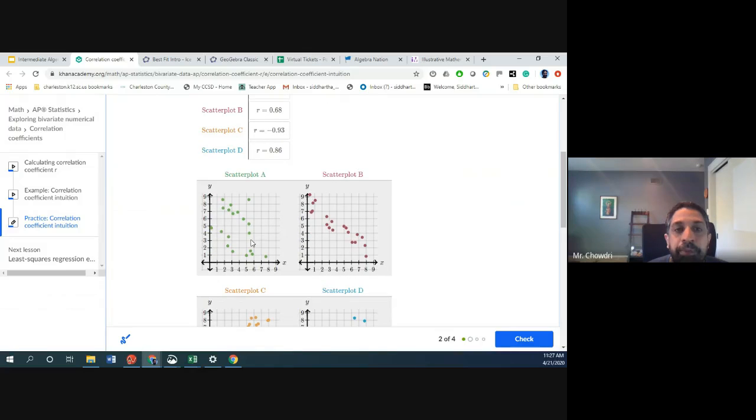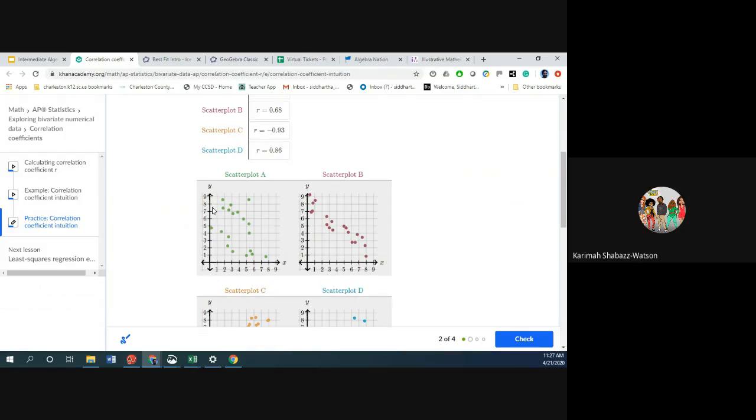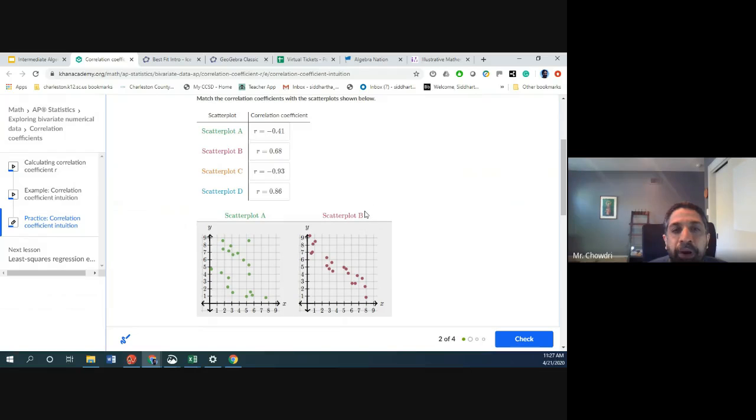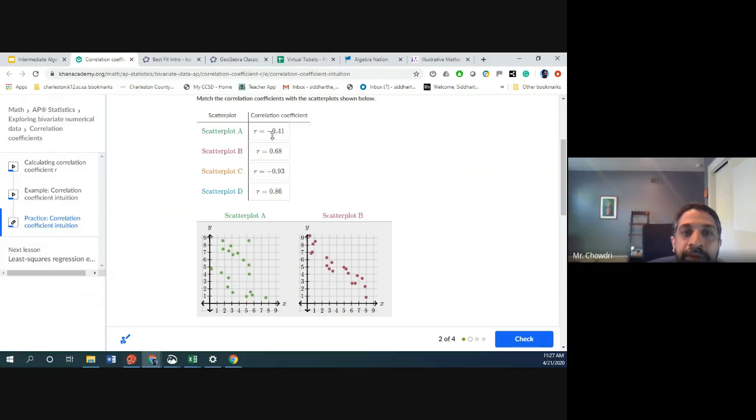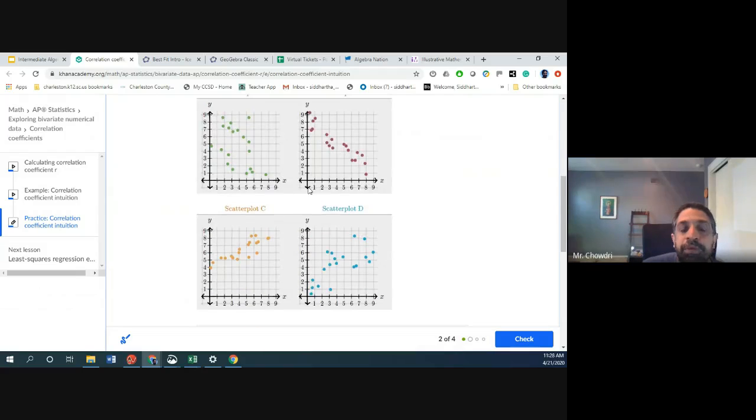Now, if I look at scatter plot A, is that a positive relationship or a negative relationship? Like if I were going to draw a best fit line, would that be going up or down? Down. Yeah, down. So that's a negative. So that means for scatter plot A, it's one of these two. It's -0.4 or -0.93.